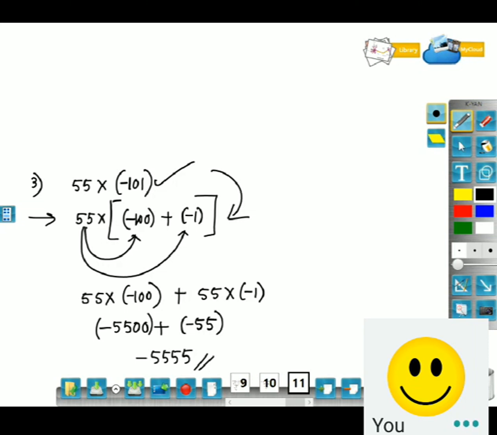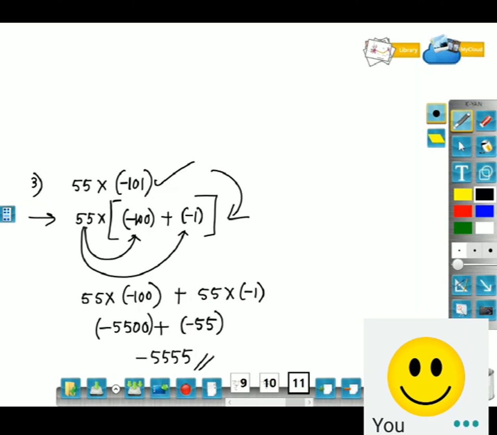Okay, Vital Mane is asking about additive inverse. Split means dividing that number into two parts. Like minus 101 is there, that we are dividing into two parts. That can be written as minus 100 plus minus 1. Because when you add minus 100 plus minus 1, you will get minus 101 only.